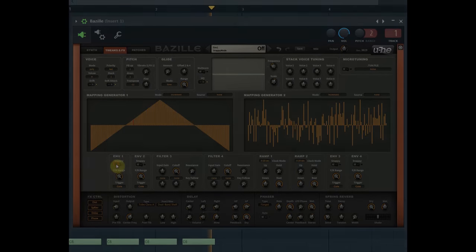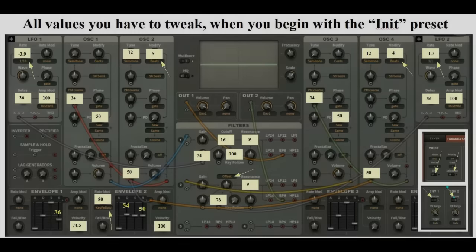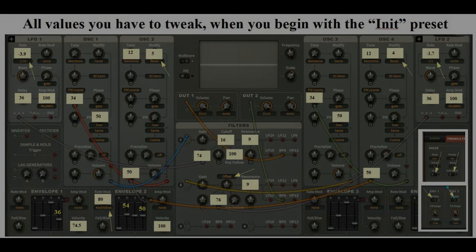Well, that's pretty much all about this patch. At the beginning I deconstructed the sound from the outputs backwards. Let me now, at the end of this video, build it up from the oscillators forward.